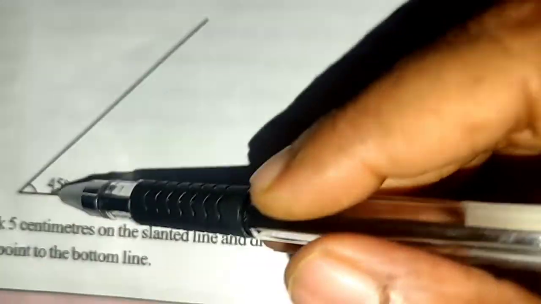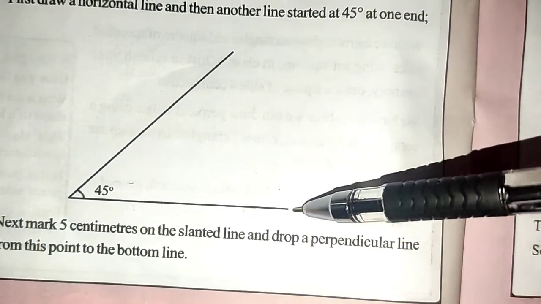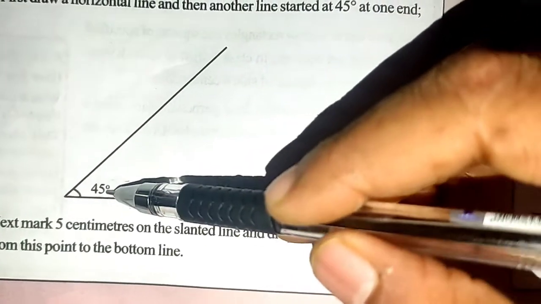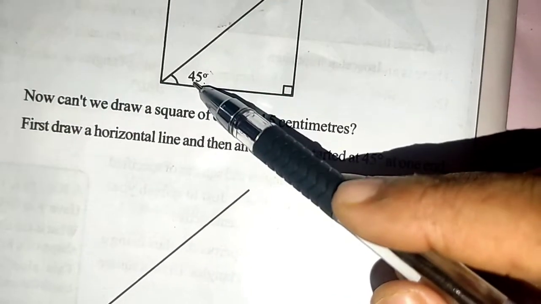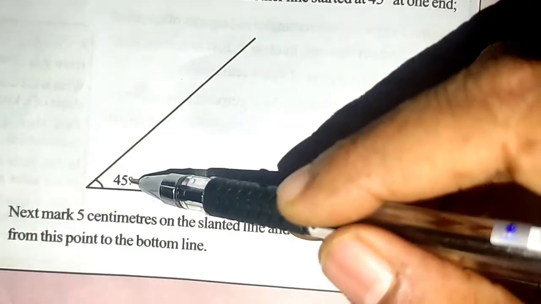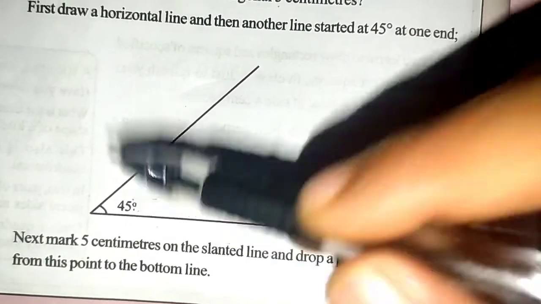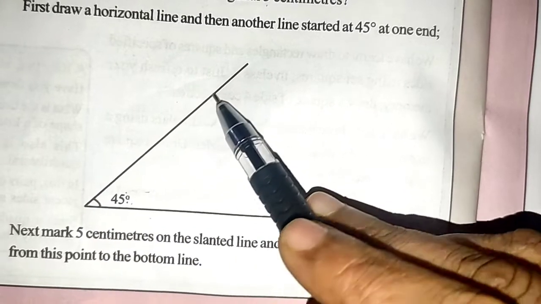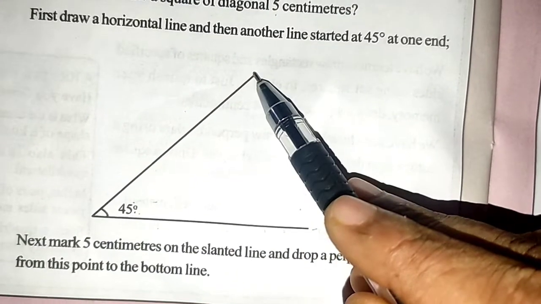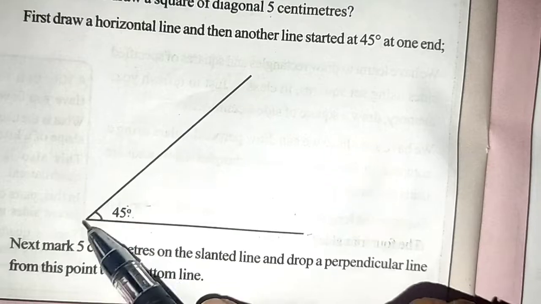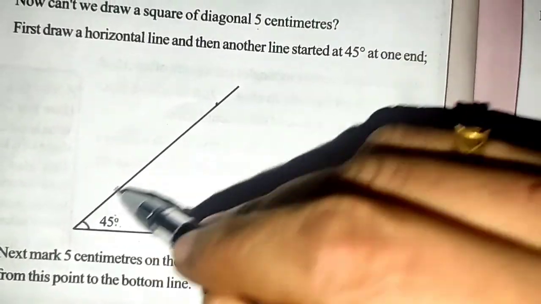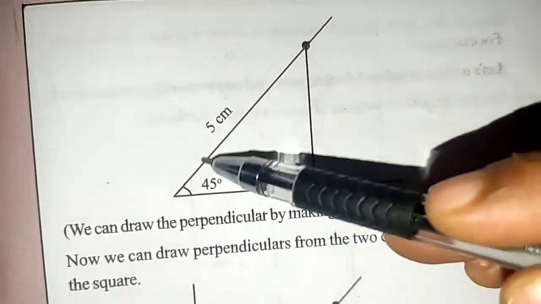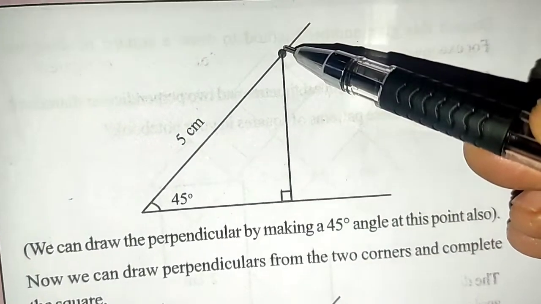So how do we construct this? First simply draw a line. Then using your protractor, mark an angle of 45 degrees, because we know this angle is equal to 45. So measure 45 degrees at one end, and this is our diagonal. What is the length of this diagonal? Yes, the length of the diagonal is 5 centimeters. So using your scale, mark 5 centimeters here.